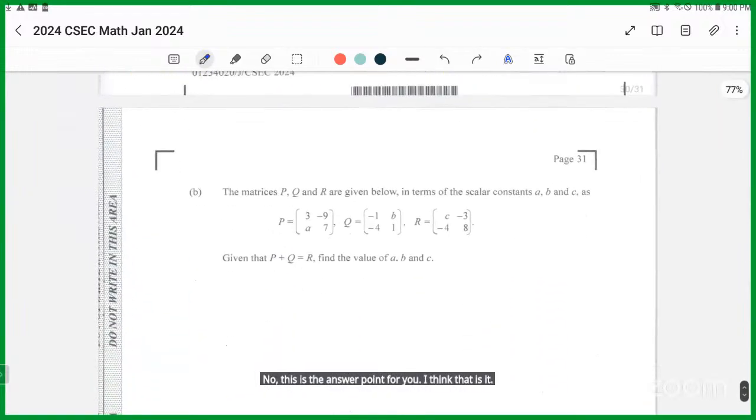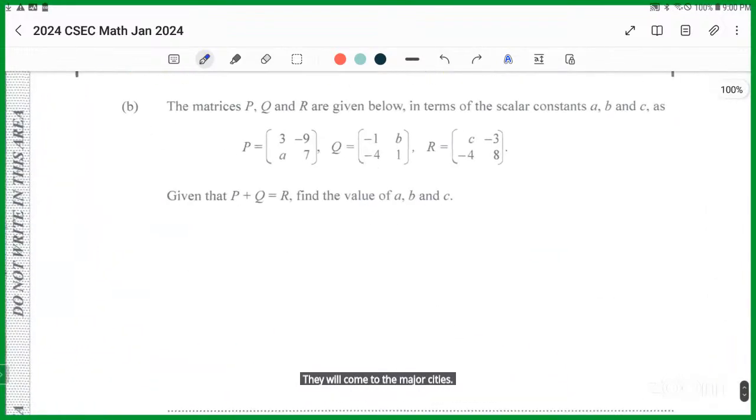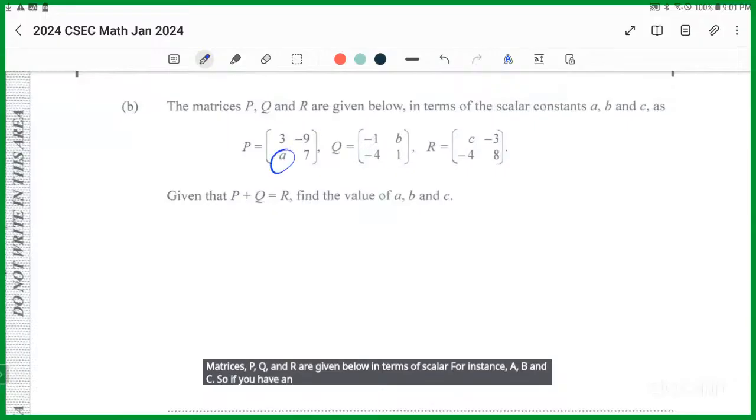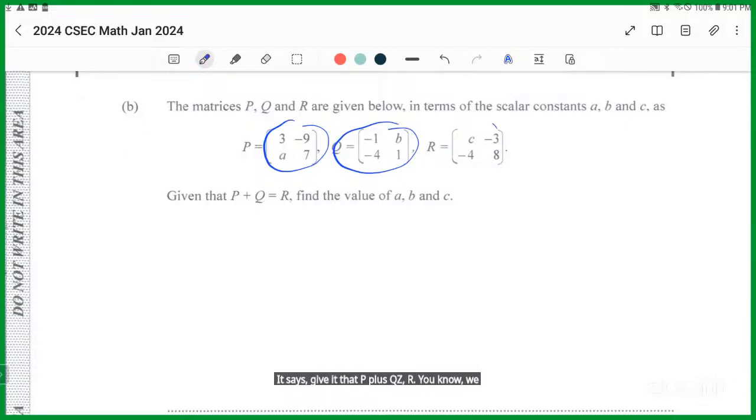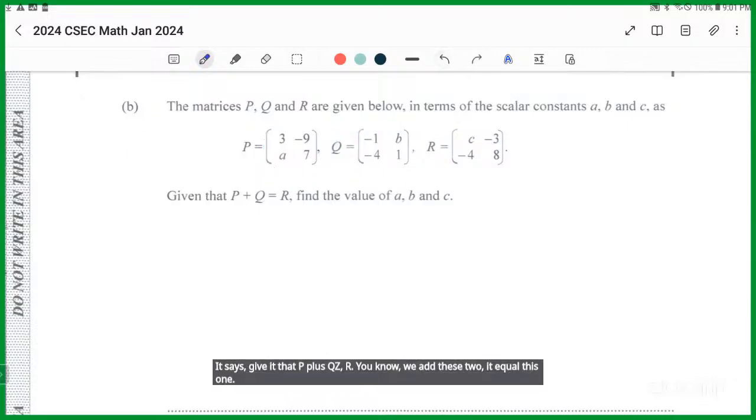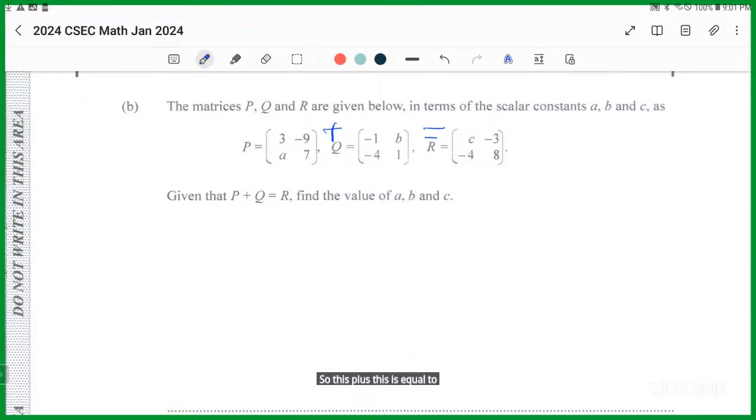Then we'll come to the matrices. This question says matrices P, Q and R are given below in terms of scalar constants A, B, and C. So this has an A in it that we don't know. This has a B that we don't know. This has a C that we don't know. It says, given that P plus Q is equal to R, meaning that when you add these two, it equals this one. So this plus this is equal to that one. That's what they basically say.